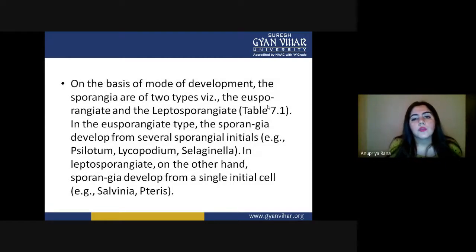On the basis of mode of development, the sporangia are of two types. Mode of development means how they develop from a very early stage through to their full development.